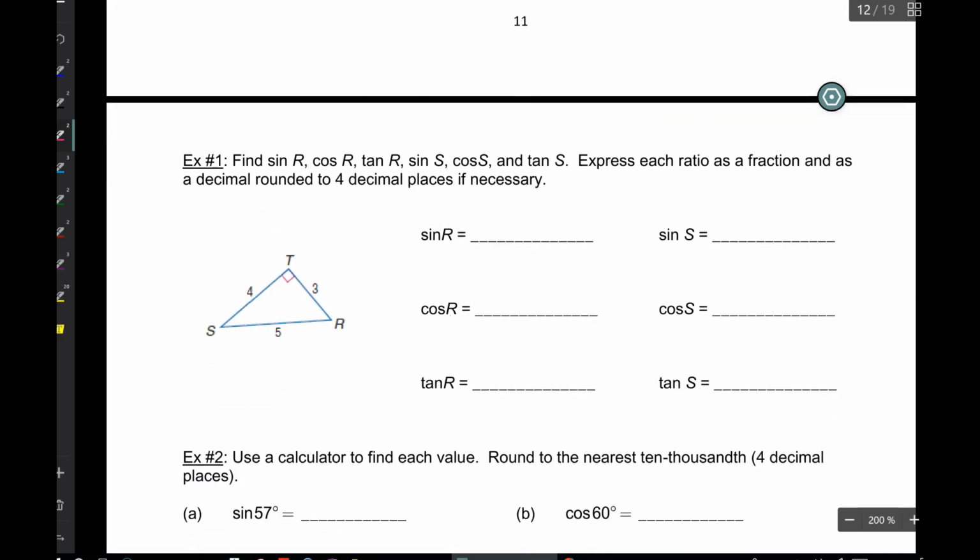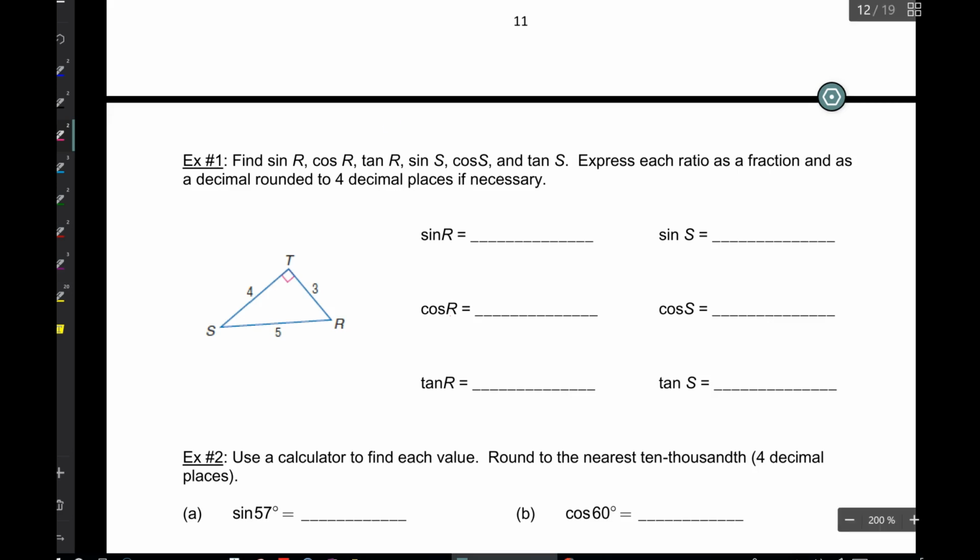So example number 1, we want to find the sine of R, cosine of R, tangent of R. And then we're going to look at sine of S, cosine of S, and tangent of S. In geometry, for right now, we're just going to look at acute angles. So I'm never going to ask you for the sine of angle T in this example number 1, or the cosine of angle T, or the tangent. That's something that we'll get into next year in Algebra 2.